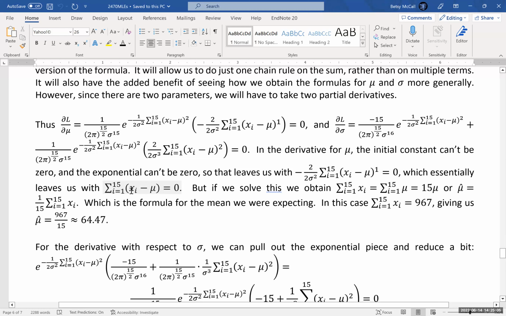Well, what is that equal to? Well, it's the sum of the xi's minus 15 copies of mu. And so the sum of the xi's are the sum of all of our initial observations. And again, the sum of mu is mu plus mu plus mu plus mu 15 times. So we get 15 mu. The sum of all of our observations were 967. And so if we move our mu's to the other side of the equation and then solve, we get our estimate for mu to be about 64.47.